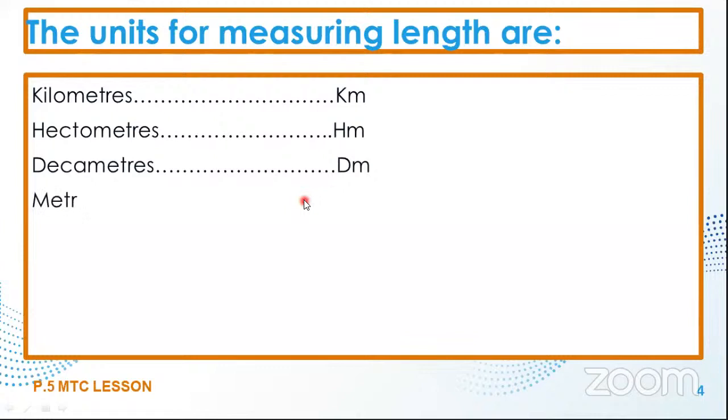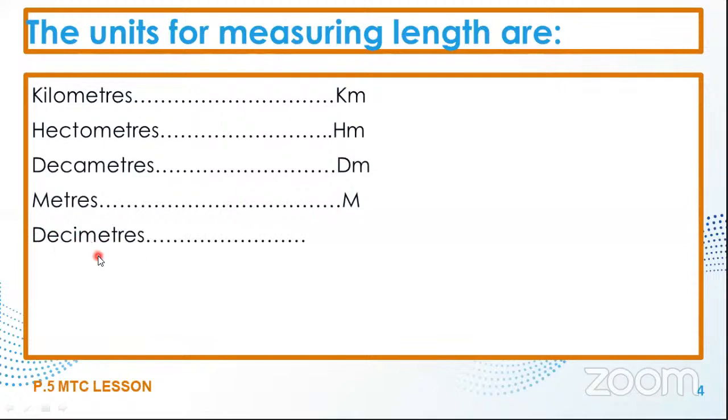Okay, so we continue. We have meters after decameters, and meters is written as M, then followed by decimeter. This is what I was saying. Here we have decameter and also decimeter. When we are writing them in short form, decameter uses capital D and decimeter uses small d. So wherever we use small d, you know we are talking about decimeters. After decimeters, we have centimeters.